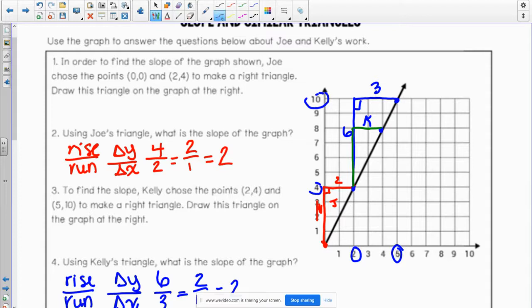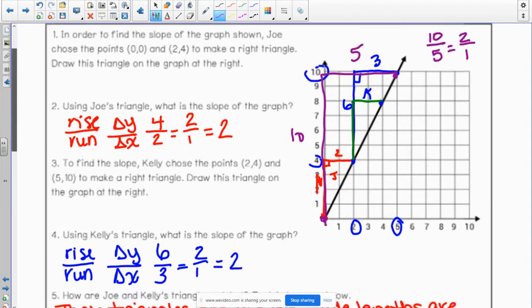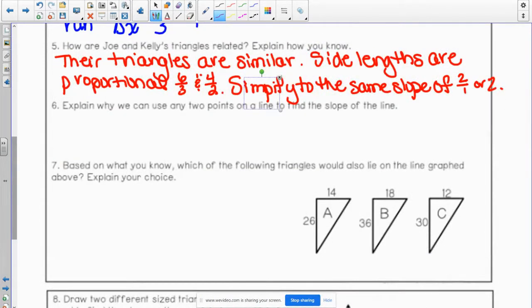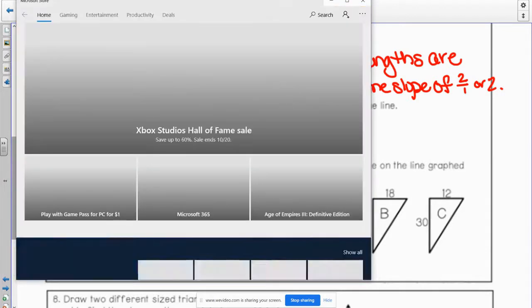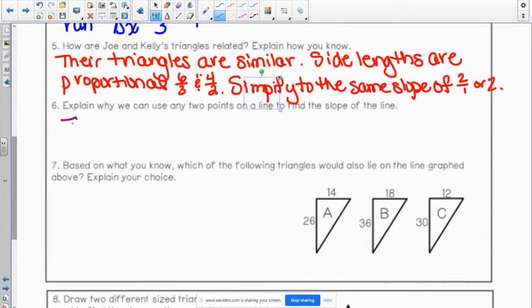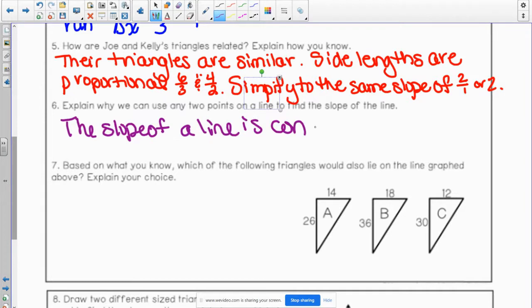Or you can even make a giant one. So we could have gone big, like from 0, 0 all the way up to 5, 10. That would be a rise of 10 and a run of 5. Well, 10 over 5 also is 2 over 1. So it doesn't really matter which 2 points you pick because the slope of the line is constant. Oops, sorry. The slope of a line is constant, which means it is changing by the same amount all the time, so it doesn't matter which 2 points you pick.